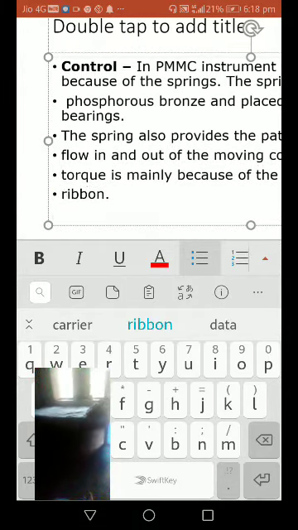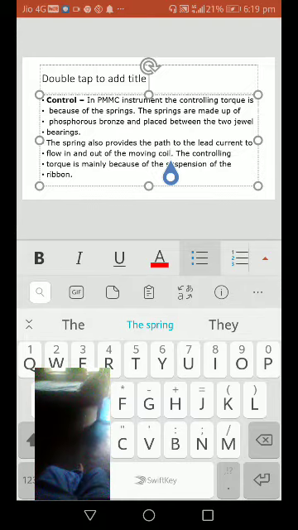In the PMMC instrument, the controlling torque is because of the springs, which are made up of phosphor bronze and placed between the two jewel bearings. The springs also provide the path for current to flow in and out of the moving coil. The controlling torque is mainly because of the suspension of the ribbon.